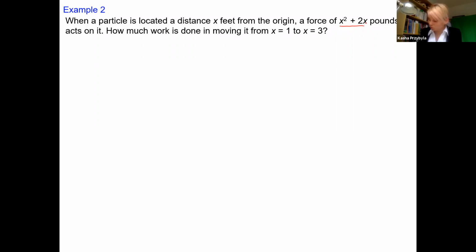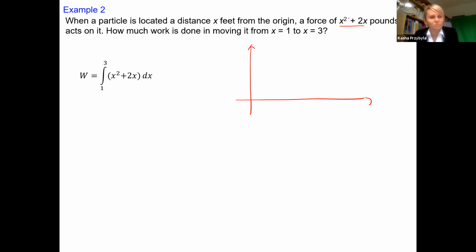That means what we can do, we can simply say that the work is just the definite integral from 1 to 3 of this. And we can even integrate this. I can probably draw this. It's a parabola. We don't have to even draw it, but I just want to show you, if I factor out x, I will have 0 and -2.